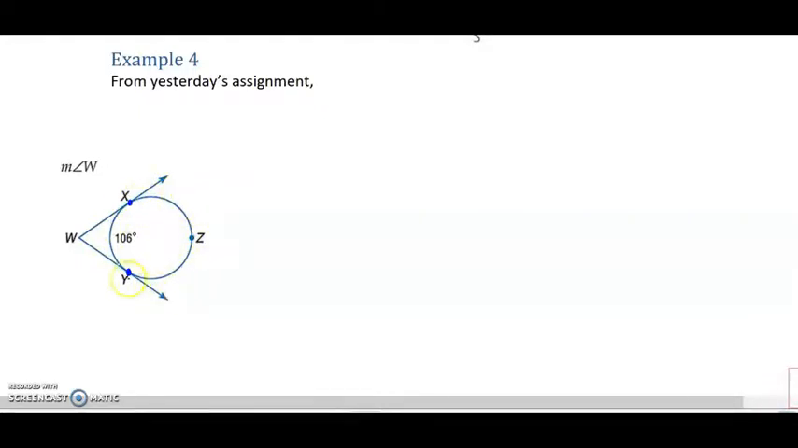This is 360 degrees all the way around the circle, so the major arc is 360 minus 106. Then you would have to subtract those two, divide by 2 to get the measure of the angle. Well, with this theorem, we can simply say that the measure of angle W is 74 degrees.